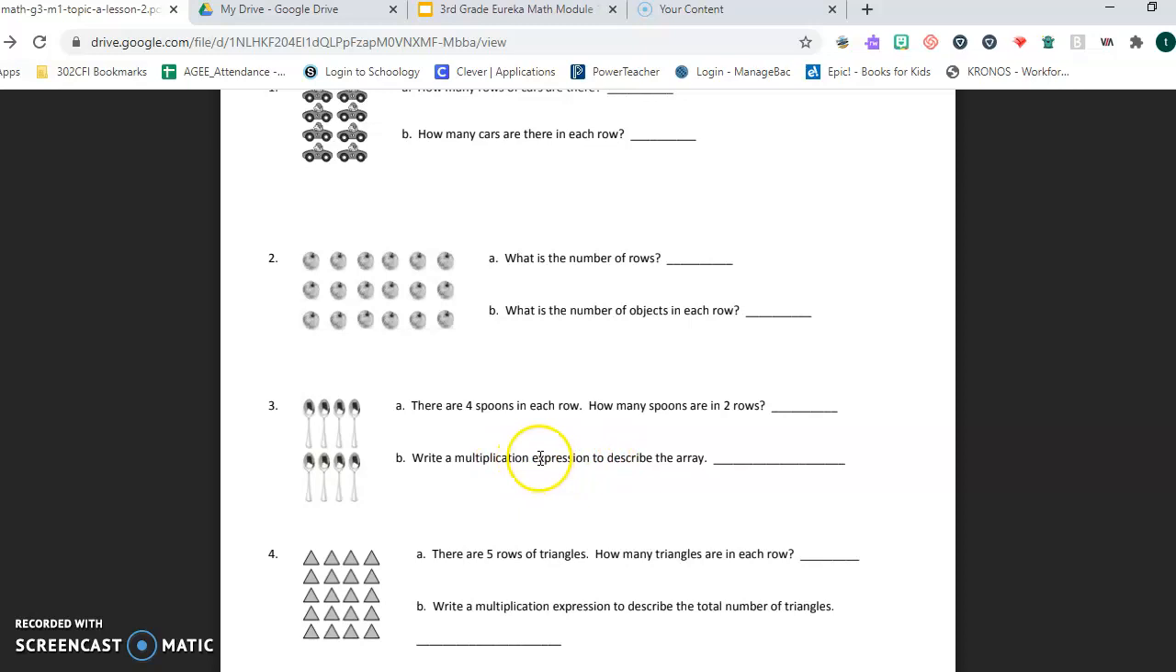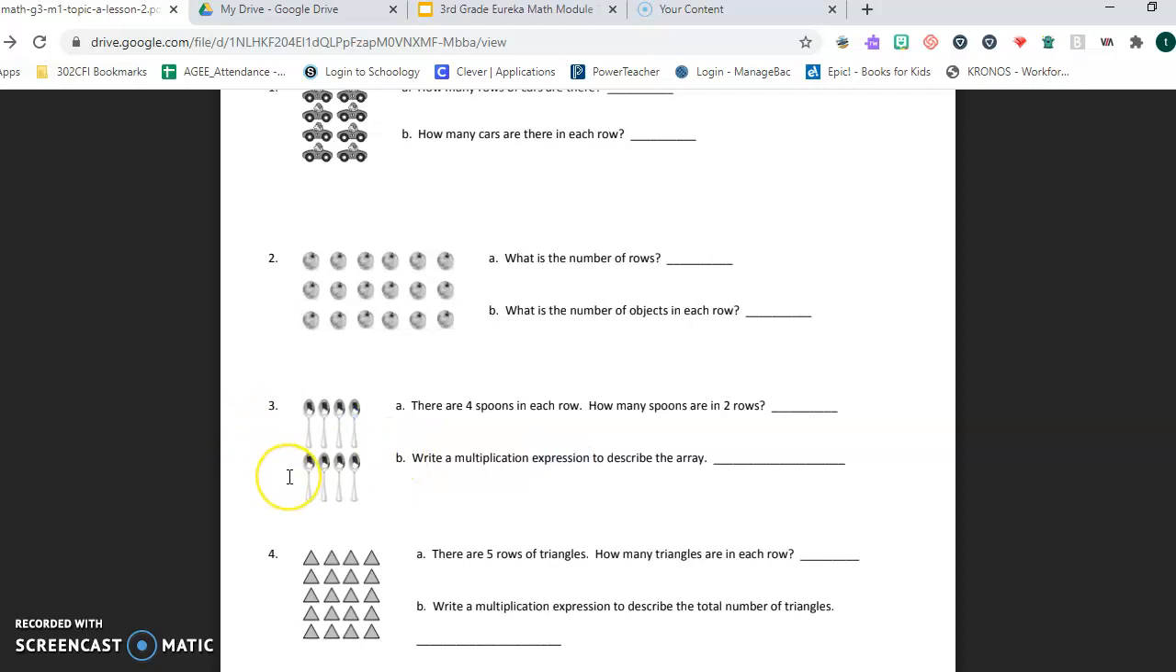Okay, expression, we didn't cover that in the lesson yesterday. When we're talking about the word expression, it's basically just like an equation, except it doesn't have an equal sign. So it's not going to be a balanced equation where you've got something on the left that is the same thing as something on the right of an equal sign. An expression is just a mathematical phrase that describes a problem or a situation. So here we've got write a multiplication expression to describe the array. So we're using math symbols and numbers to describe this array.